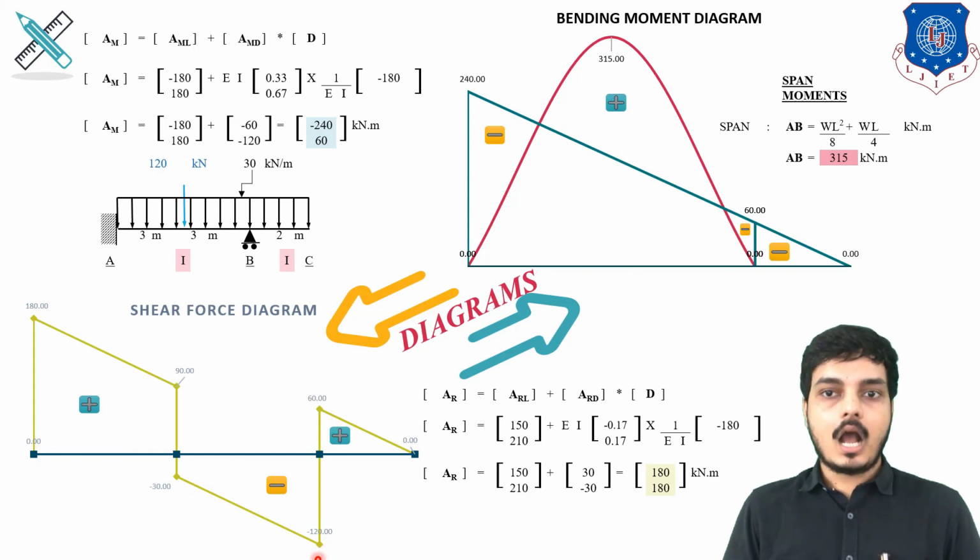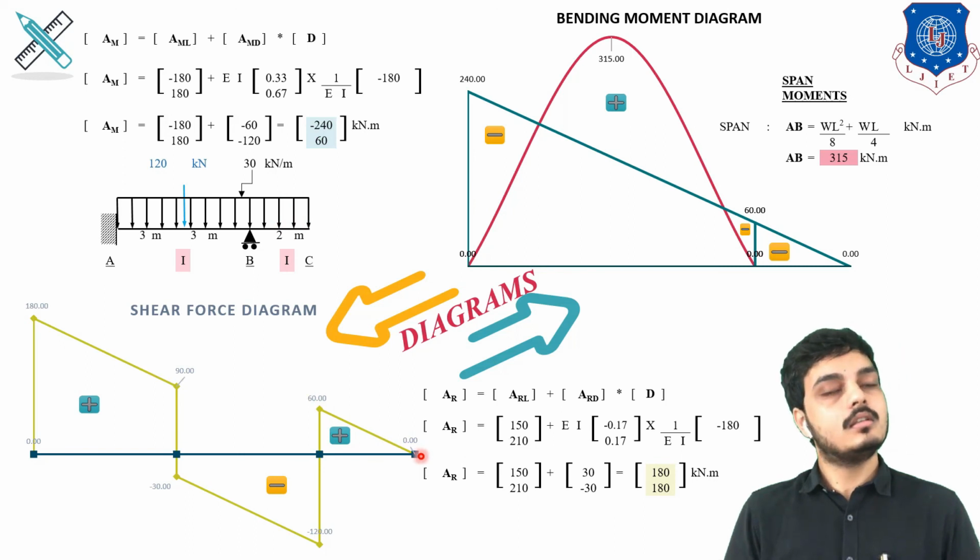And then the upward reaction will be the counteract of support B, which is 180. So minus 120 plus 180 will be getting towards 60, and then 30 multiplied by 2 will be taking it towards 0. So this is how we have to draw the shear force and bending moment diagram.